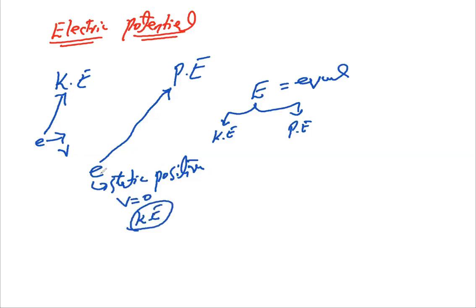Now if a charge starts moving from this point and reaches this point and stops, then it means that the kinetic energy is converted into potential energy. So this is all about kinetic energy and potential energy. Now let's discuss it electrically, what is meant by electric potential.